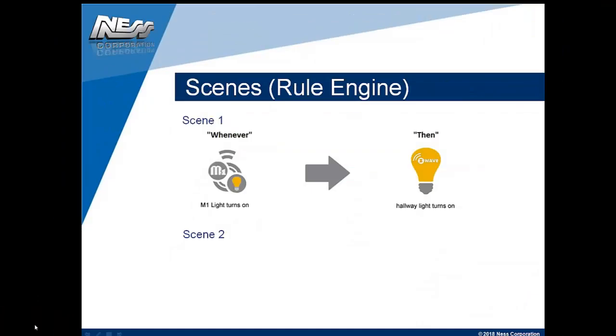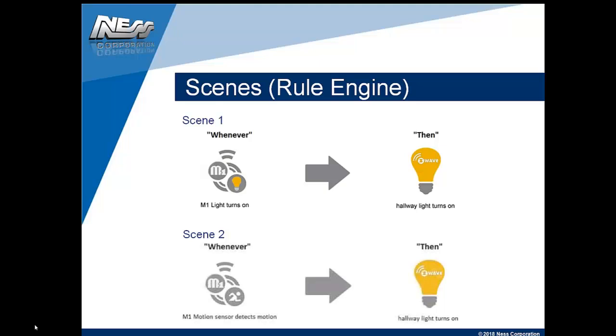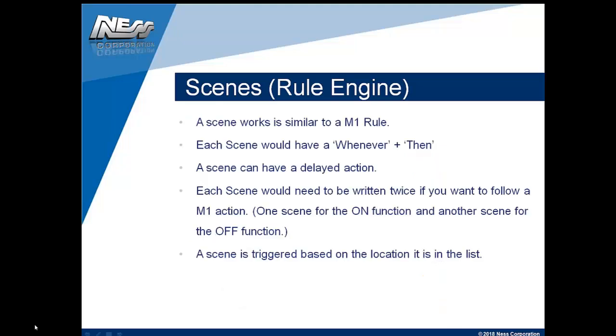It's then time to set up a scene, which is similar to an M1 rule, which you can make say whenever the M1 light turns on, turn the Z-Wave light on. Then you can also write another scene, which might be for an M1 motion sensor. When the M1 motion detection is detected, it can then turn on the Z-Wave light. So a scene works similar to an M1 rule. Each scene will have a whenever and a then, similar to an M1: whenever this happens, then do that.